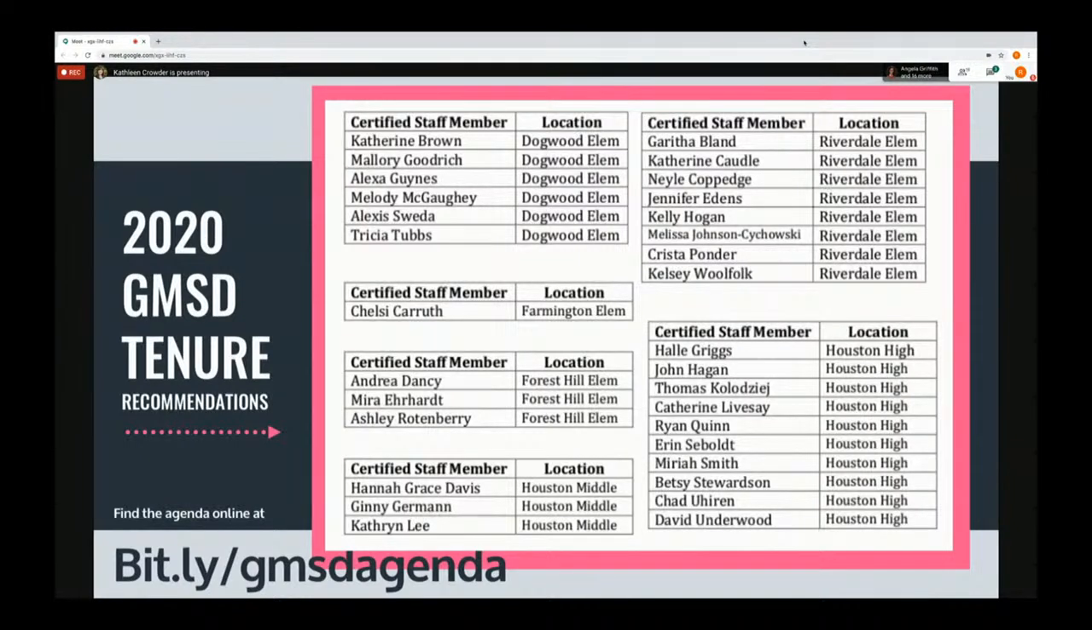Just for clarification, these teachers qualified for tenure based on their 2019, no, their 2018-2019 service. Yes, you are correct. We did not receive the level of effectiveness scores for the 18-19 school year until the fall of 2019. So we weren't able to determine their tenure eligibility until the fall. And so we always bring tenure recommendation to the school board in the spring of every year. So you're exactly right. These are people that earned tenure eligibility at the conclusion of the 18-19 school year.